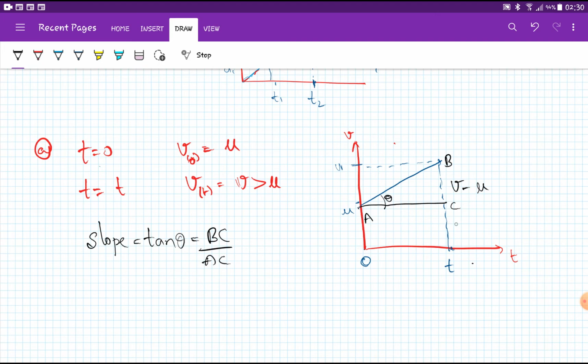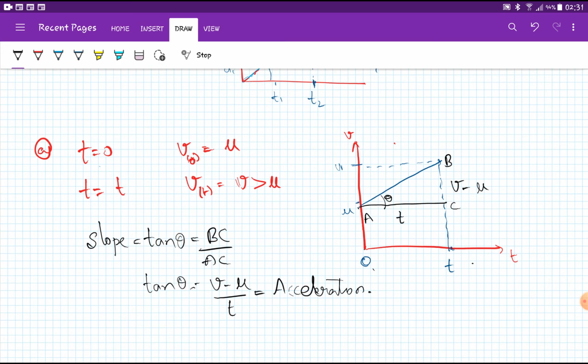What is the value of AC? As you can see here, 0 to t. So the value of AC is t. Now you can write tan theta is equal to V minus U by t. This is nothing but acceleration. So if in the exam they ask you to find the acceleration, just find the slope. By finding the slope you can tell the acceleration. To find the slope, the formula is given as tan theta.